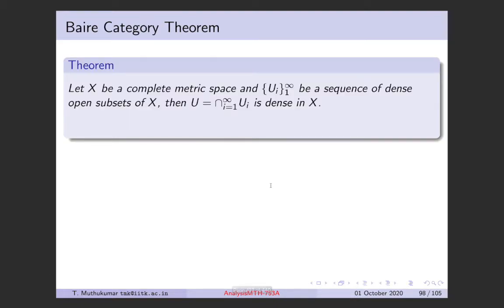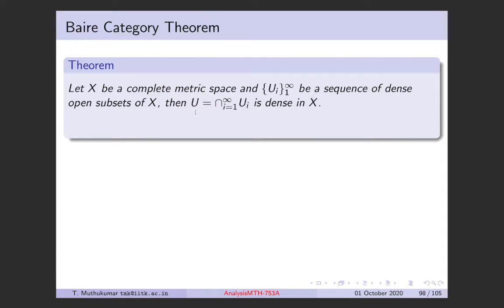Okay, so now let's prove the main result of this lecture, which is the Baire category theorem. The Baire category theorem says that if you are in a complete metric space and if you have a sequence of dense open subsets, that is a countable collection, then the countable intersection of these dense sets is also dense. So this is precisely the countable version of the previous result that we proved, which was for the finite collection. We said the finite intersection of dense open sets is dense in X.